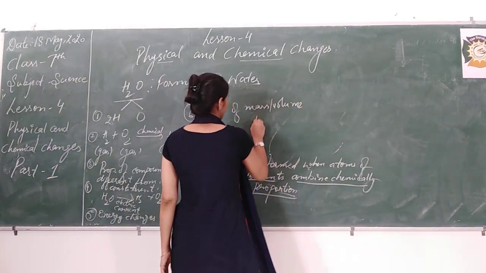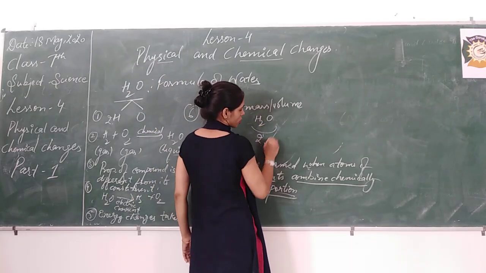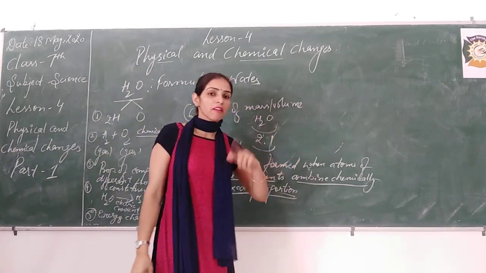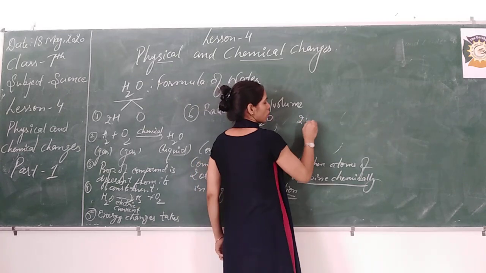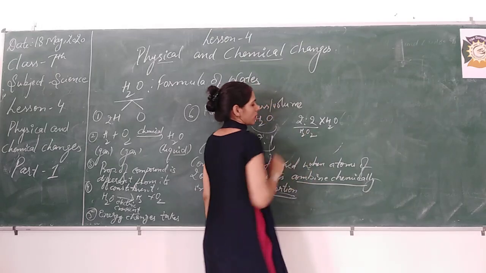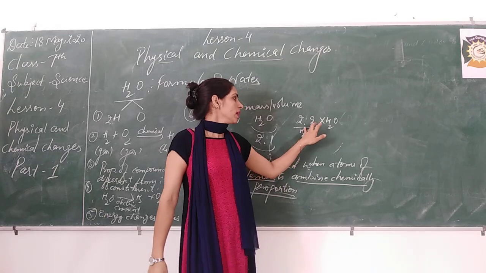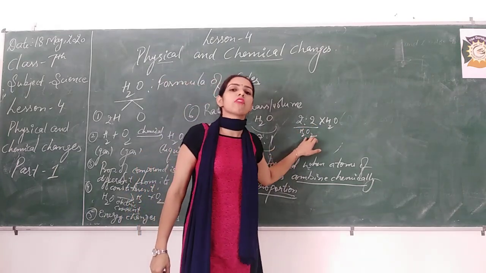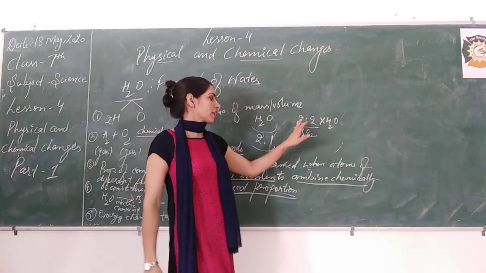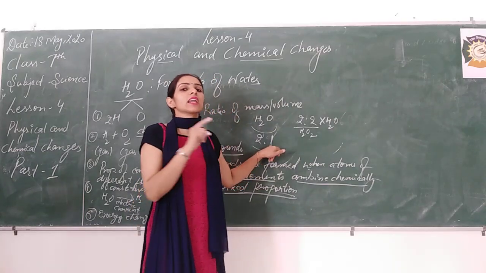How? For example, take H2O. The ratio of volume is 2 atoms of hydrogen and 1 atom of oxygen. So the ratio should be 2:1. If the ratio is 2:2, it will not be water. It will be H2O2, hydrogen peroxide. So for water to get formed, the ratio should be 2:1. That means it should be mixed in a fixed proportion.